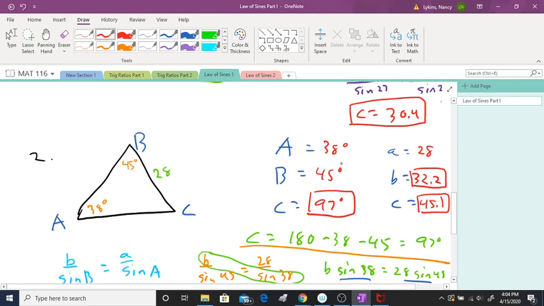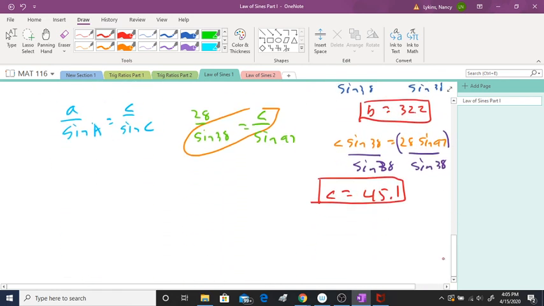Now notice my smallest angle has my shortest side, and my largest angle has my longest side. Also, for some of us scratching our head and saying there's no way C can be 97, this is not drawn to scale. This is just using a general form of the triangle.